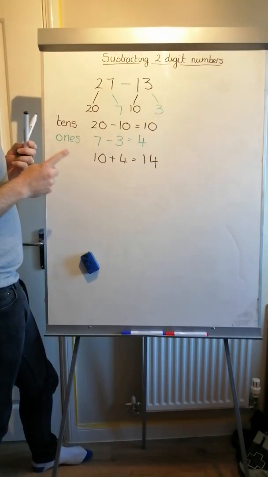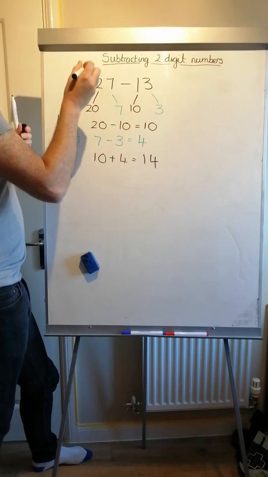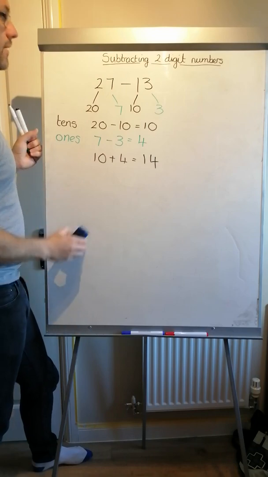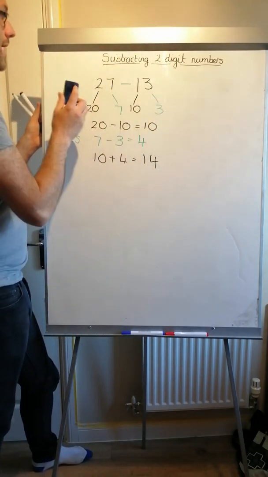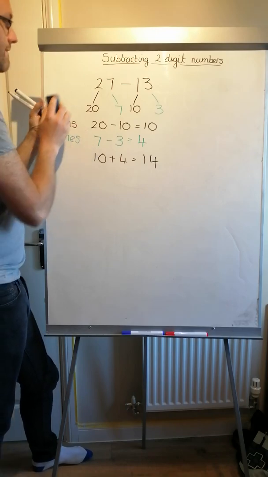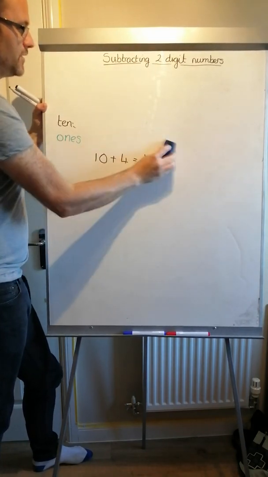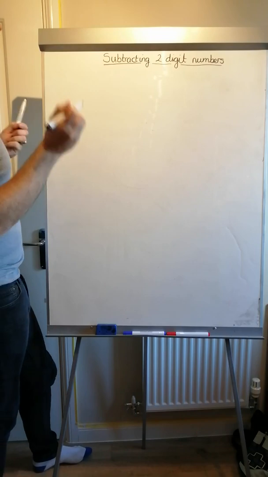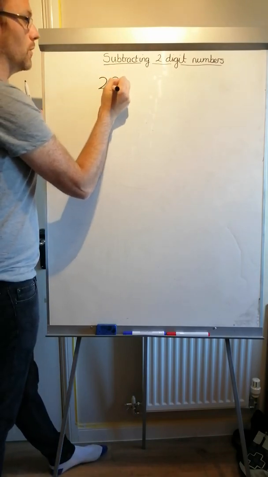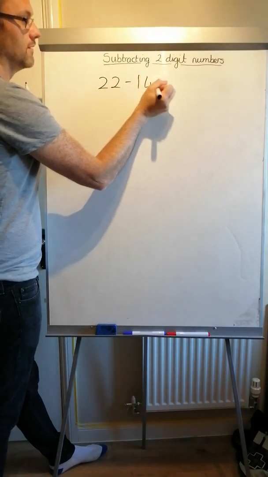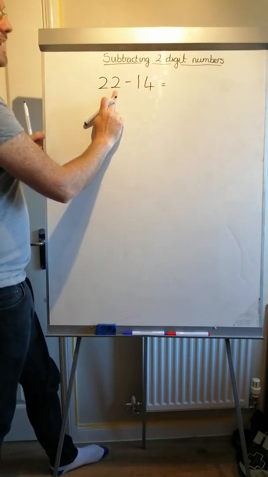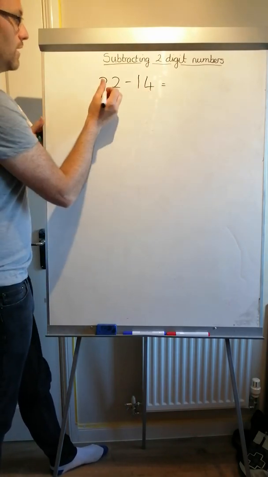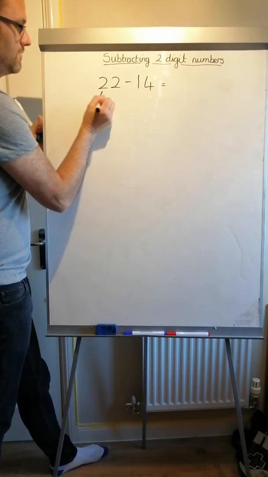Okay, it's a nice simple one because the first ones number is bigger than the second ones number. So we know that this will work. Right, if it's not bigger, it becomes a little bit trickier. I'm going to show you how to do it, and then I'm going to show you how to do the column method. So if we had, say, 22 take away 14 equals, here we have the ones number is smaller in the first number than it is in the second.